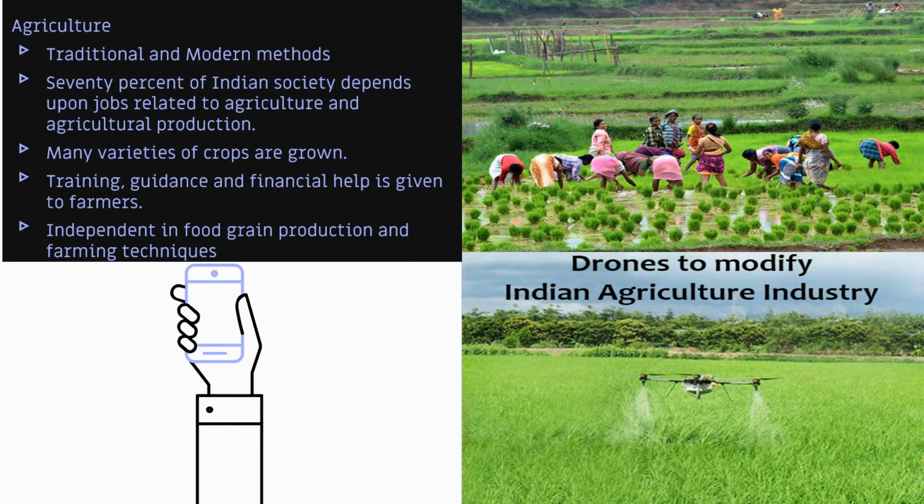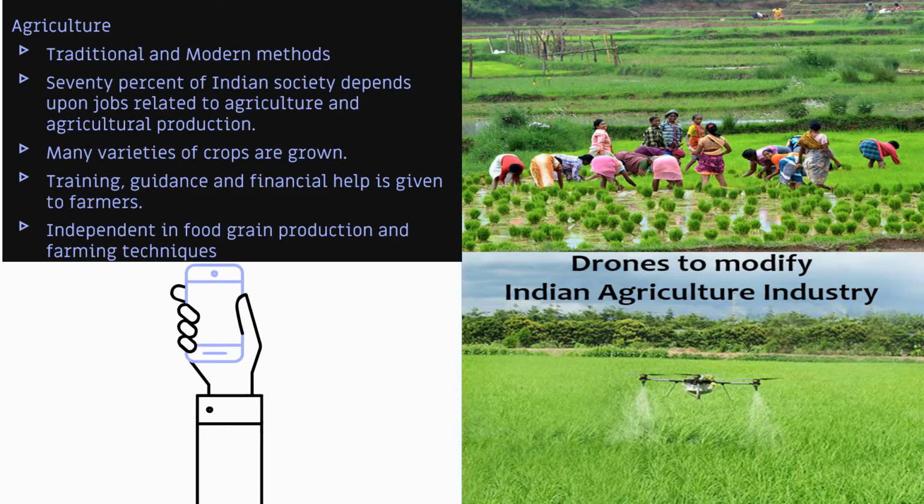Now let us talk about the most important source of income for most of India, that is agriculture. In India, agriculture is practiced using traditional and modern methods. Many agricultural tasks are performed using bullocks. Similarly, machines are being used in different tasks like ploughing, sowing, harvesting, threshing, etc. The major occupation in India is agriculture and other tasks based on agriculture. Agriculture and animal husbandry are practiced in villages. 70% of Indian society depends upon jobs which are related to agriculture and agricultural production.